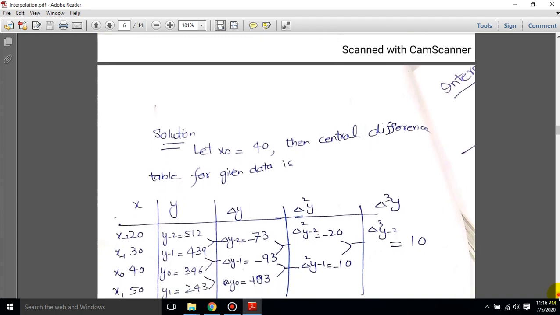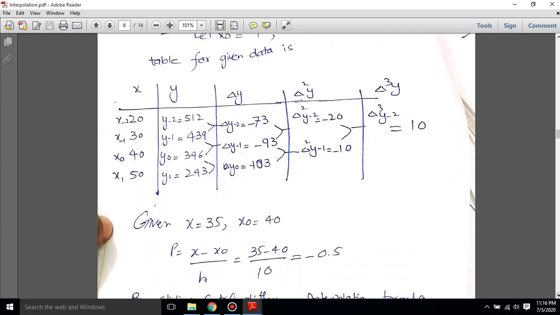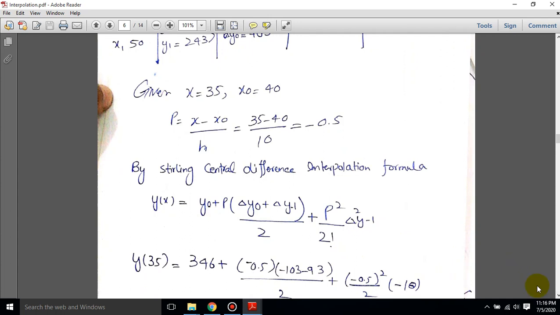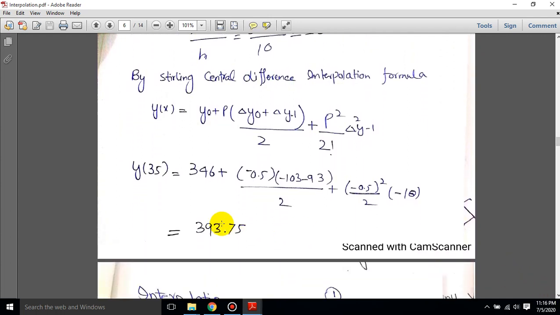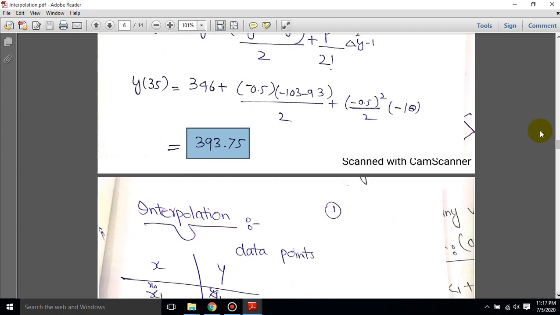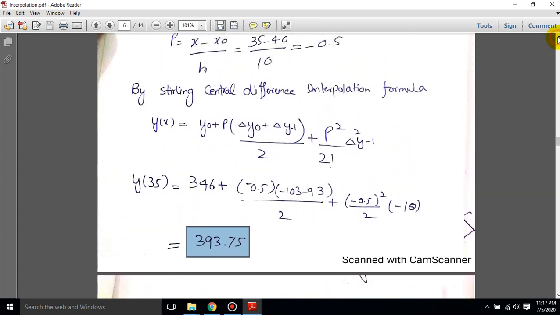Or you can get this h from the given set of data as well. This is 20, 30, 40 and 50. So from this given set of data, you know that h is equal to 10 here. Now see here, by applying all these values to the given formula, you will get the value for x equal to 35, that is equal to 393.75. So this is about the central difference table and the Stirling central difference interpolation formula.